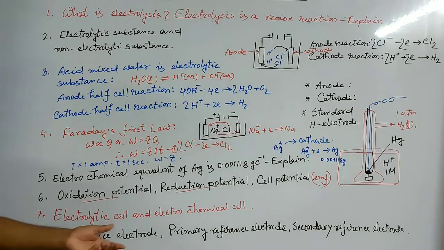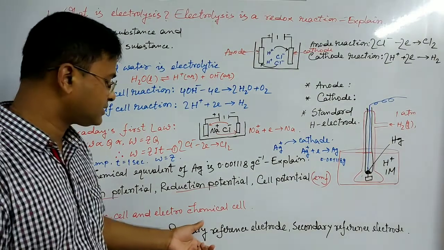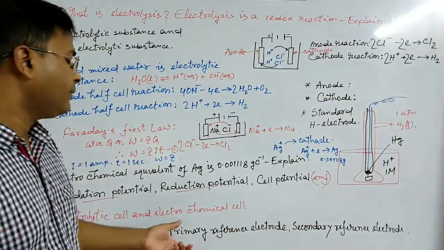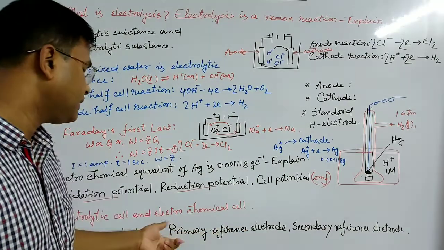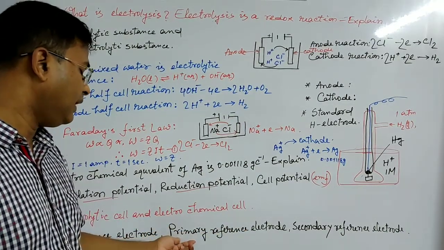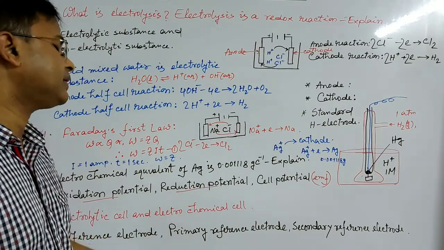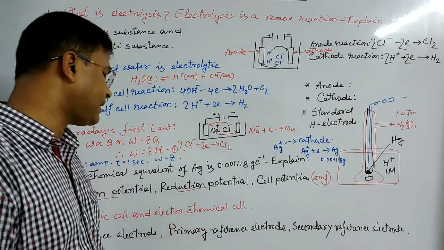Reference electrode: the electrode through which the potential of an unknown electrode is measured is called reference electrode. And there are two types of reference electrodes. One is primary reference electrode and another is secondary reference electrode. Primary reference electrode means the reference electrode by which the potential of an unknown electrode can be measured directly. Standard hydrogen electrode is an example of primary reference electrode.